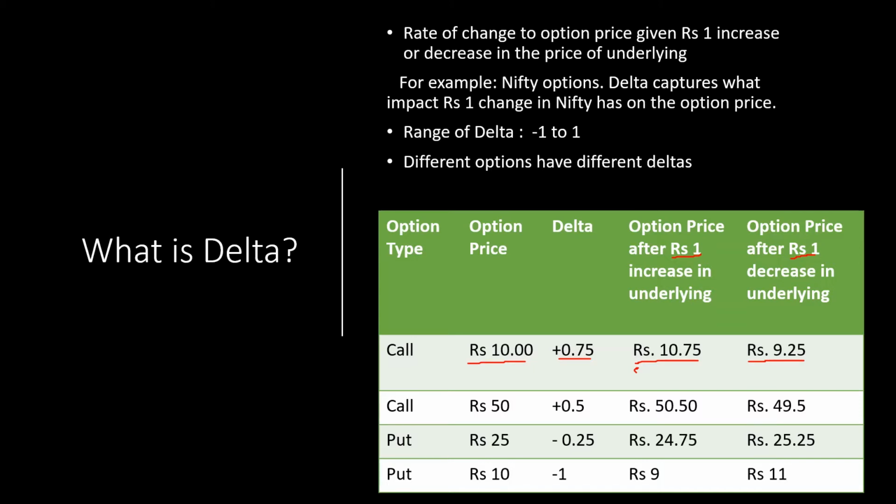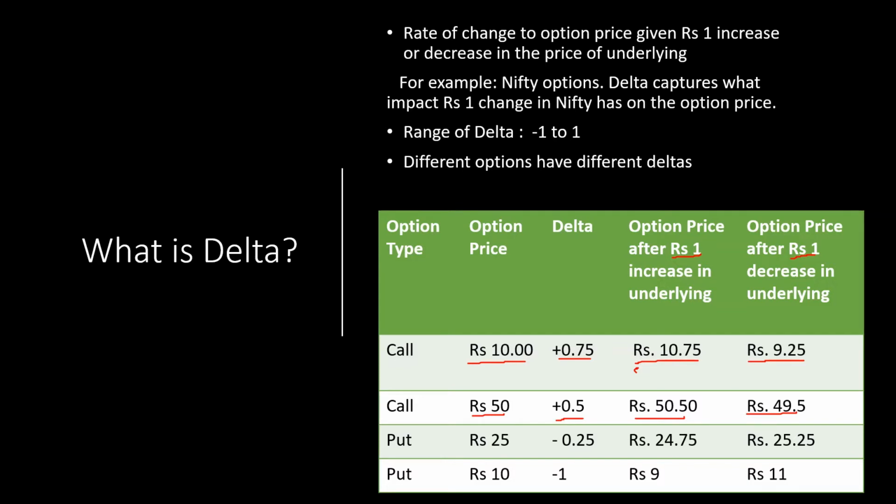Let's look at another example. If you consider a call option trading at 50 rupees and has a delta of 0.5, for every 1 rupee increase or 1 rupee decrease in the underlying, the call option will increase by 50 paisa or decrease by 50 paisa respectively. Now let's look at the put option.